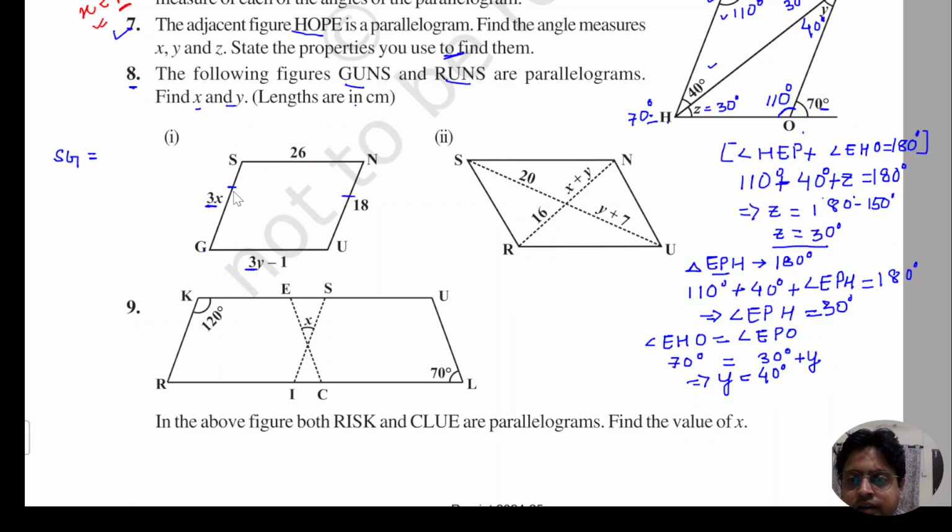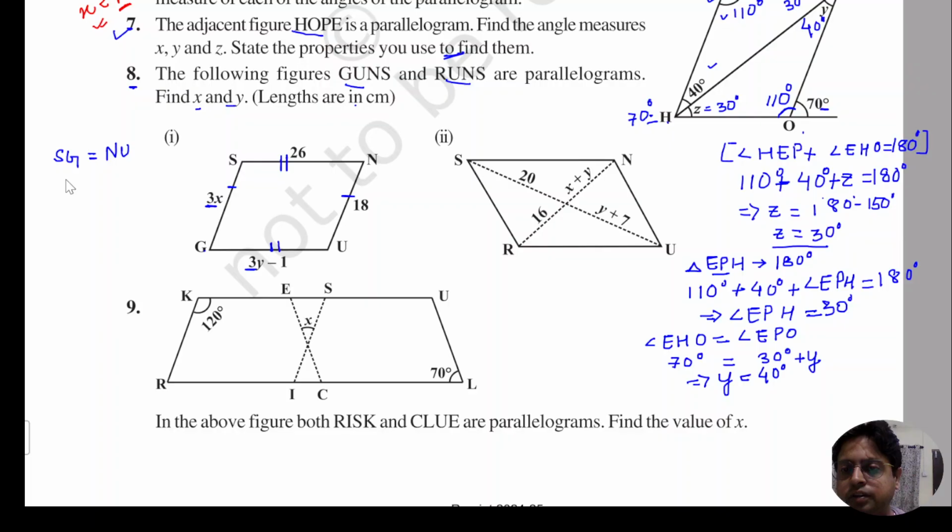First we will solve the first pair, that is SG and NU. So SG's value is 3x. It is going to be equal to NU, that is 18 centimeter. So X is going to be 18 by 3, that is 6 centimeters. Value of X is 6.